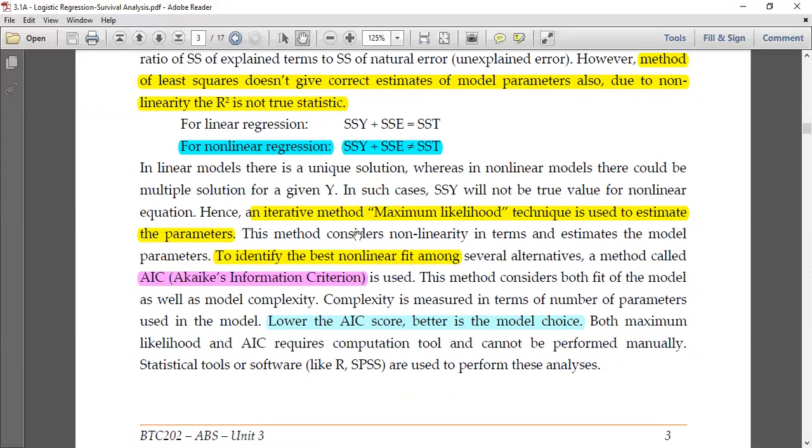This is used for those nonlinear curve fits where maximum likelihood is used. This is useful to identify the scores. The AIC scores are used to identify whether a nonlinear fit is best among the several alternatives. So the lower the AIC score, if you get a very low value of AIC score, it is a better model. So that's about the nonlinear regression.